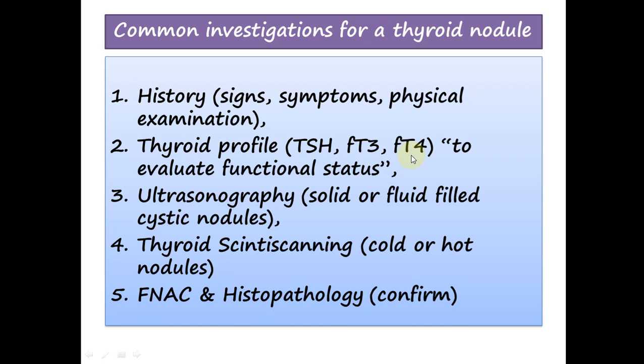On the other hand, if the thyroid hormone secretion is high and the blood concentration of the thyroid hormones is high, it will suppress the TSH and the TSH concentration will be low. So TSH is the first line test to assess the function of the thyroid gland, followed by the measurement of the concentrations of the thyroid hormones, triiodothyronine and thyroxine.